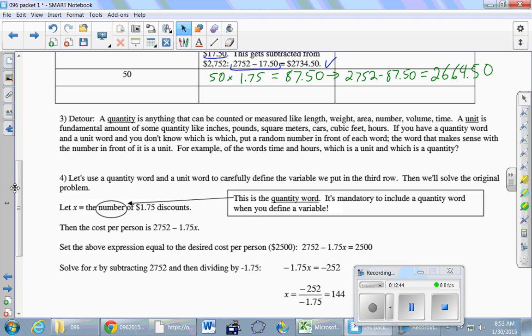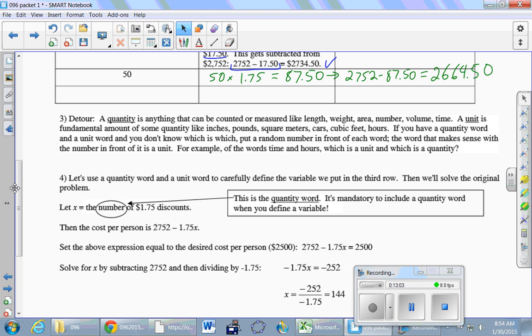Okay, so we have time and hours, and they're definitely related to each other. One of them is called a quantity word, and the other one is called a unit word. The unit is just the fundamental thing that we can all use for comparison purposes. So yeah, let's see. Time is the unit word. So let's see if we buy that.